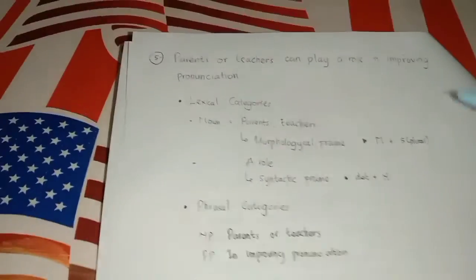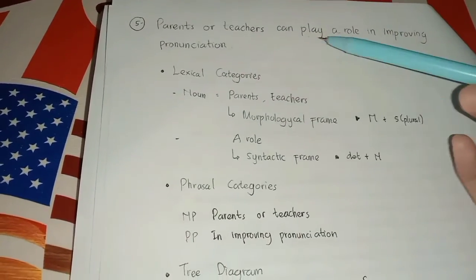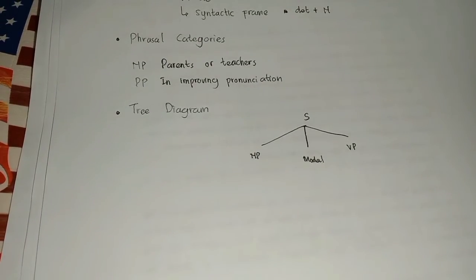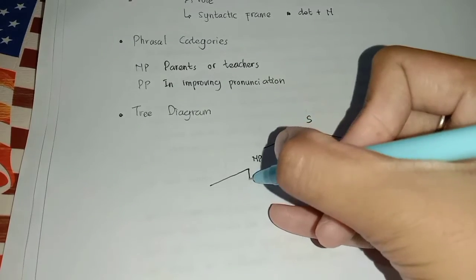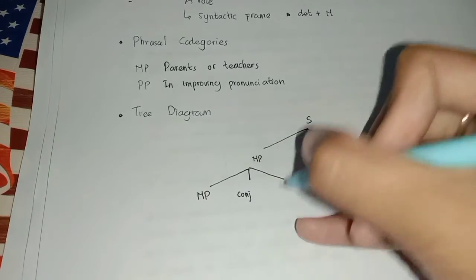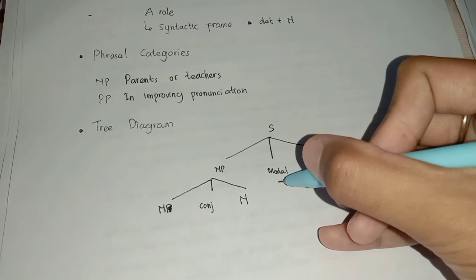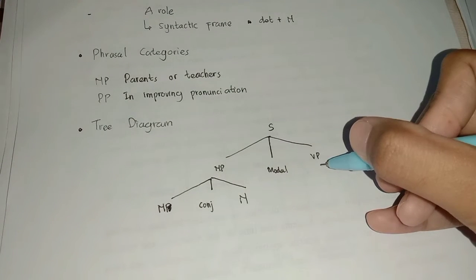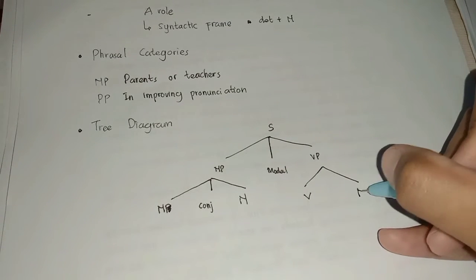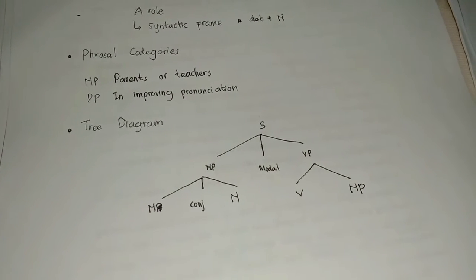From the noun phrase, parents or teachers, as noun phrase, can play a role in improving pronunciation, as verb phrase. From this occasion, noun phrase can be divided into three branches, namely noun phrase, conjunction, and noun phrase. Noun phrase of the parents. And from the modal, it is can. From the first phrase, the verb phrase is divided into verb and noun phrase. Noun phrase is a role in improving pronunciation.